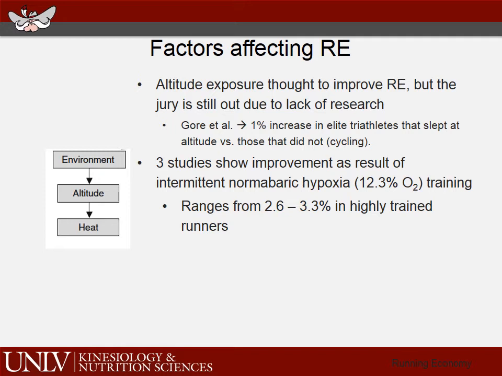Three other studies did normobaric hypoxia, so that's training in the altitude chamber. So not actually going to altitude and returning back down where the pressure gradients are different, but going into an environment that is non-normal with a reduced oxygen concentration. Whether the reduced oxygen concentration and the pressure gradient have the same effect is unknown, but the hypoxia training inside the environment has seen about a 2.6 to 3.3% change in highly trained runners. Again, elite, highly trained, and that has to differ.